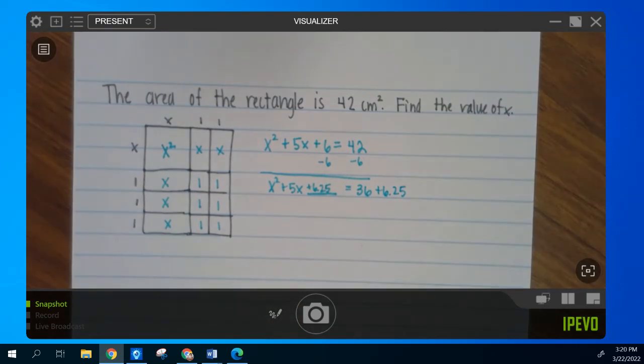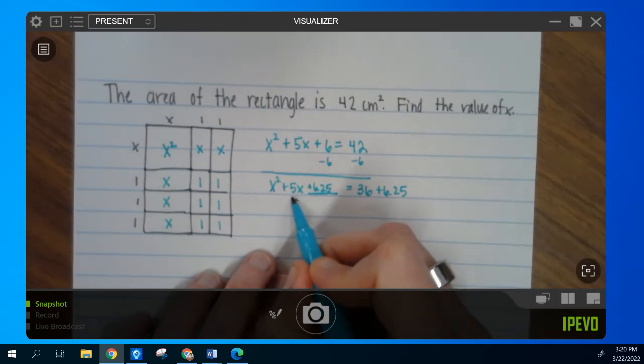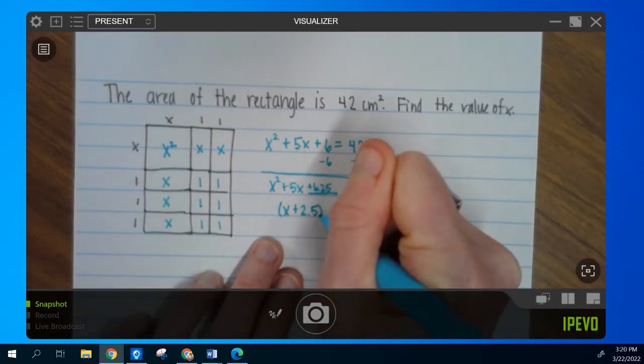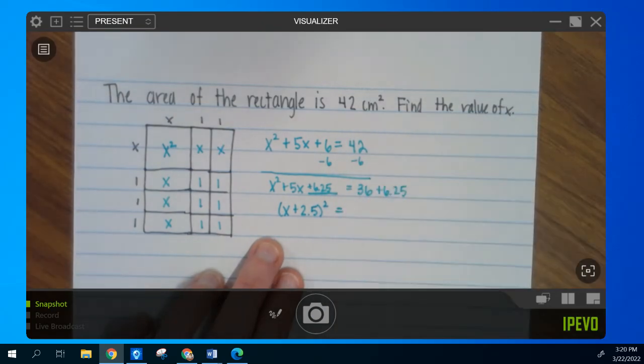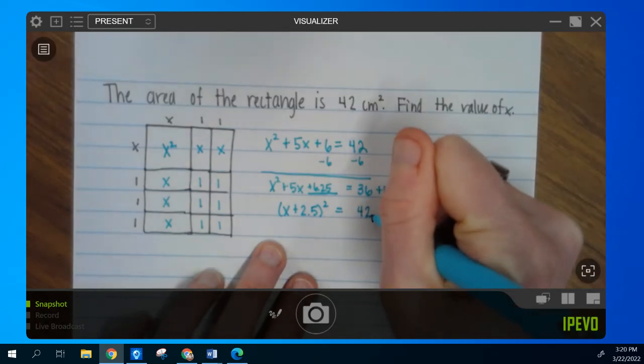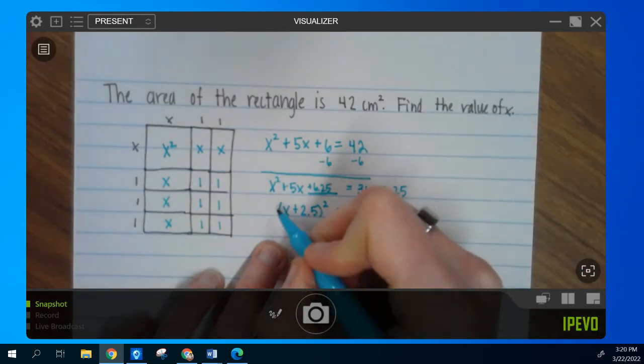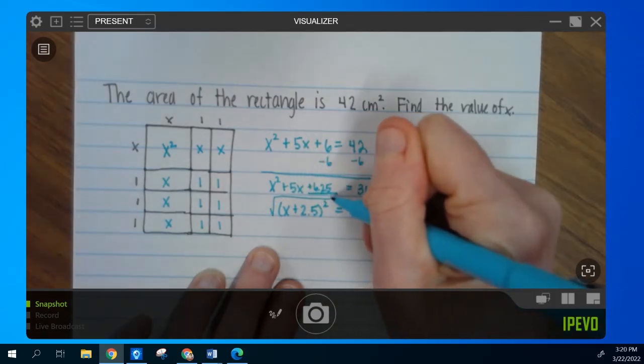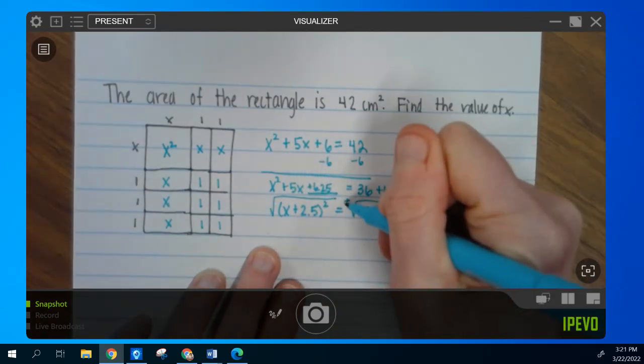And now that I have it, I can go ahead and complete the square. So again, half of that was 2.5. So this is going to factor as x plus 2.5, quantity squared. And then 36 plus 6.25 is 42.25. And then to solve it, I'm going to go through all my steps. So again, take the square root, plus or minus.